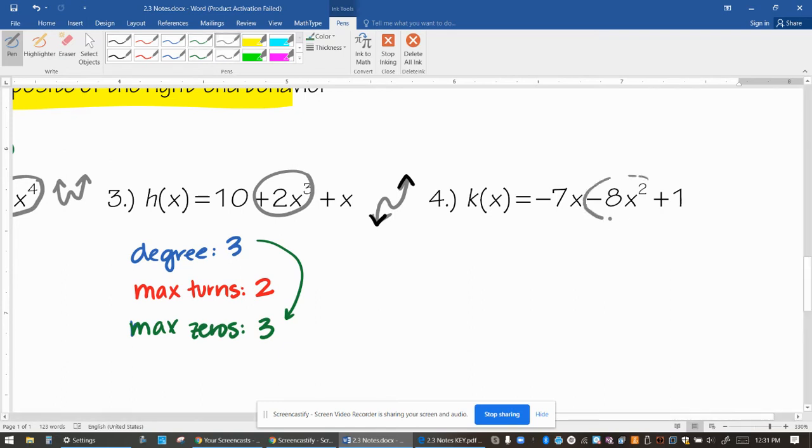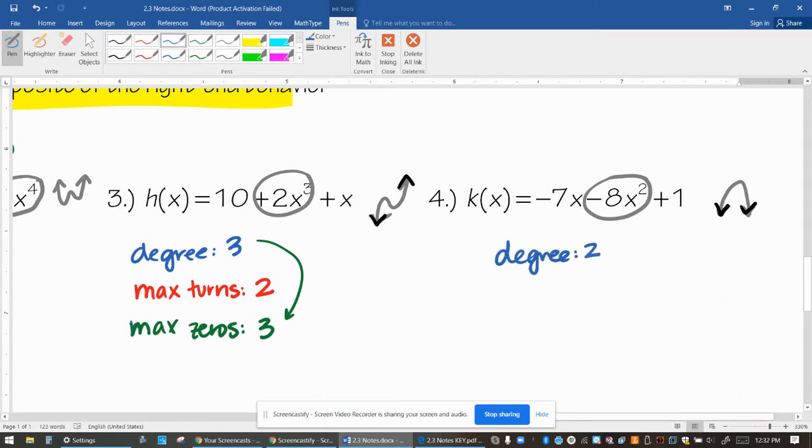The next one is a quadratic with a leading coefficient that's negative. If the leading coefficient of a quadratic is negative, the parabola is opening down. Since it is an even degree function, the left end and the right end have to be doing the same thing, whereas an odd degree, like a cubic, will have arrows pointing in opposite directions on the left end and the right end. The degree is 2.